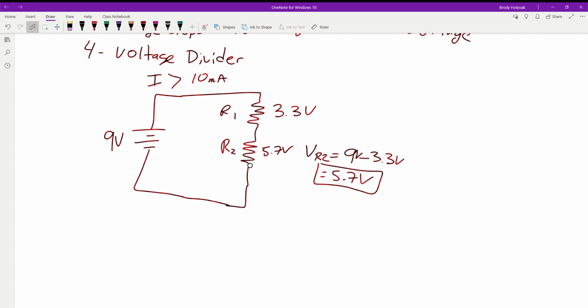Okay, so we need 36, almost 37% of our total resistance on that resistor. We need the rest.